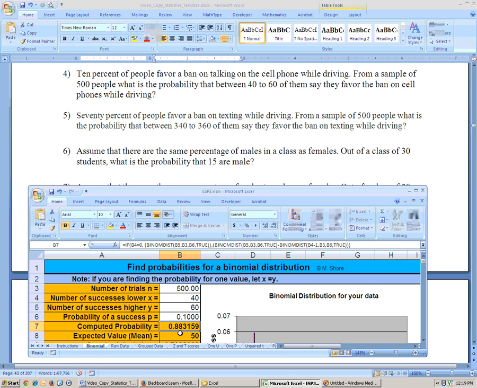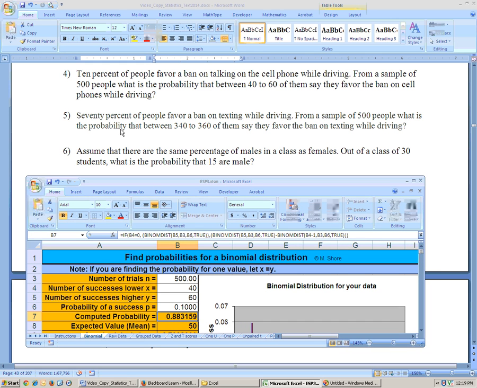88.31%, or 0.8831. Okay. Problem 5 says 70% of people favor a ban on texting while driving. From a sample of 500 people, what is the probability that between 340 to 360 of them say they favor a ban on texting? Well, 500, we're looking between 340 and 360 of them favor the ban, and the probability that one of them does is 70%, so type in a 0.7 here.